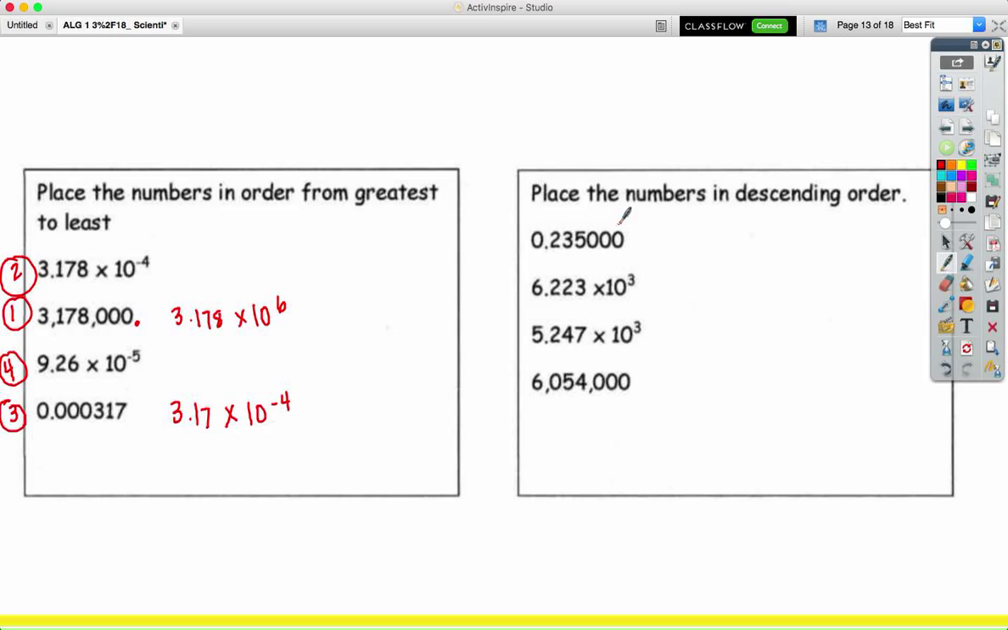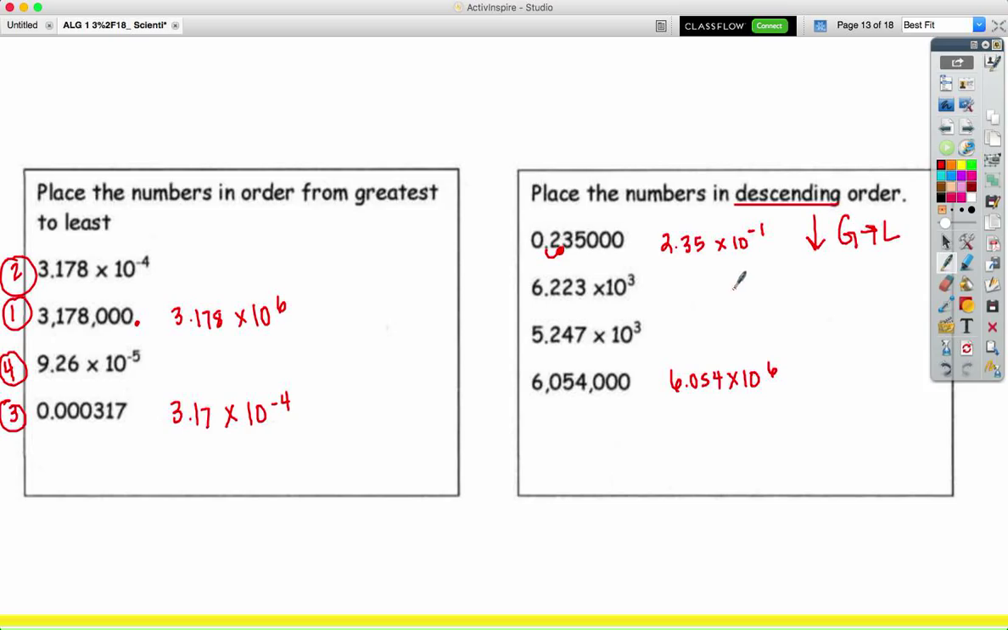Again, putting these all in the same order. So if I were to put this in scientific notation, it'd be 2.35 times 10 to the, only moved it 1 to the right, so to the -1. And this one I would have to go 1, 2, 3, 4, 5, 6. So 6.054 times 10 to the 6th power. So this word descending is to go down, so to start from the top. So from greatest to least.